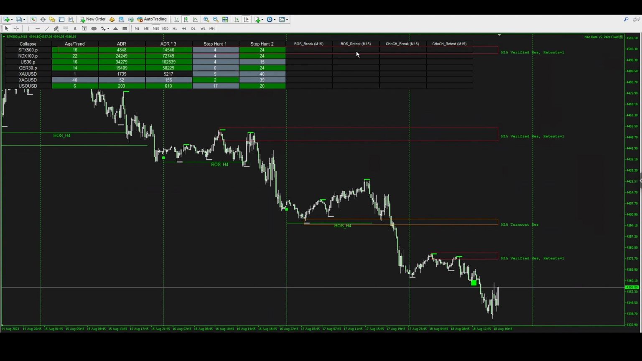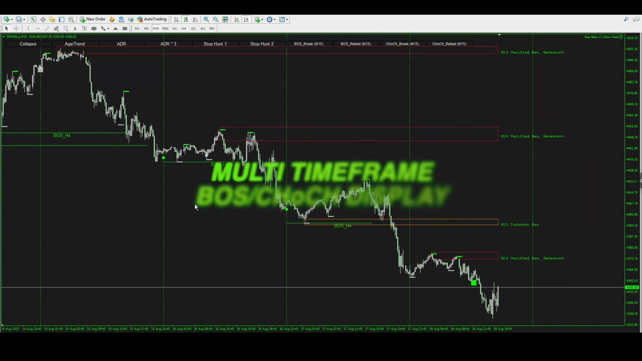We've got the break of structure, the break of structure retest, the change of character, and the change of character retest. So let's just collapse this for the moment and get into the magic. Right now we have a new multi-time frame break of structure system that I've added to NEO in the update, and this is part of what you're going to get.